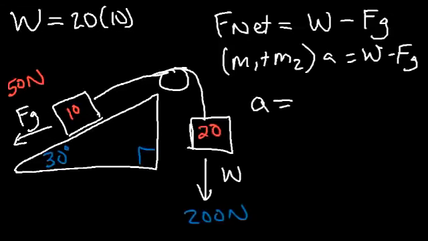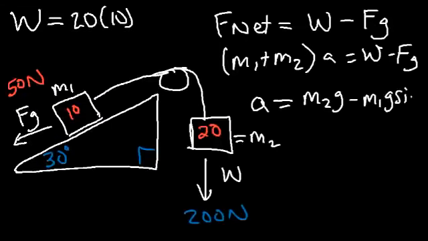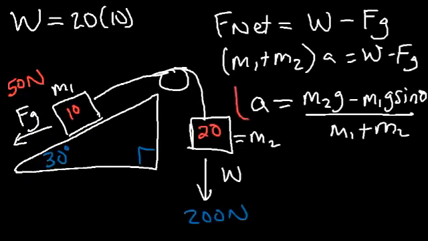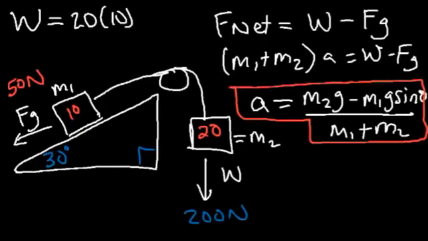So the acceleration is the weight force. Let's call this m2, and let's say this is m1. So the acceleration is going to be m2g minus F of G, which is m1g sine theta, divided by the total mass, m1 plus m2. So you can save this equation if you want to.